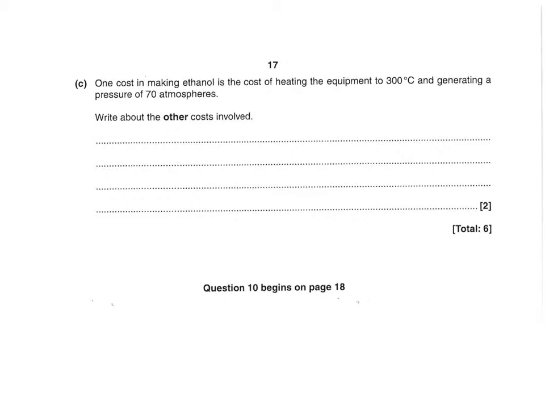One cost in making ethanol is the cost of heating the equipment to 300 degrees and generating a pressure of 70 atmospheres. Write about the other costs involved. So again, 2 marks. Any 2 of these: you could say the cost of the ethene, labour costs or workers, equipment costs, the cost of the catalyst, research costs, cost of testing, rent or taxes, pollution controls, or storage. So any 2 of those will get you those 2 marks.